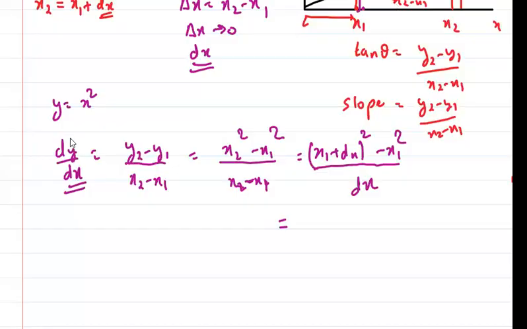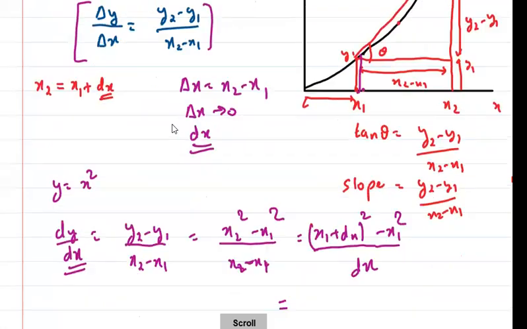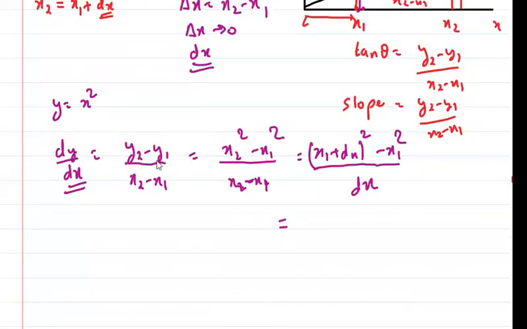So what we did, dy by dx, I just use the same thing. I'll just repeat once again. है ना? I just use the same, this one, right? y2 minus y1 by x2 minus x1. ठीक है? Right? Now, if I use the same thing, think about it. y2 minus y1 by x2 minus x1 is equal to x2 square minus x1 square by x2 minus x1.